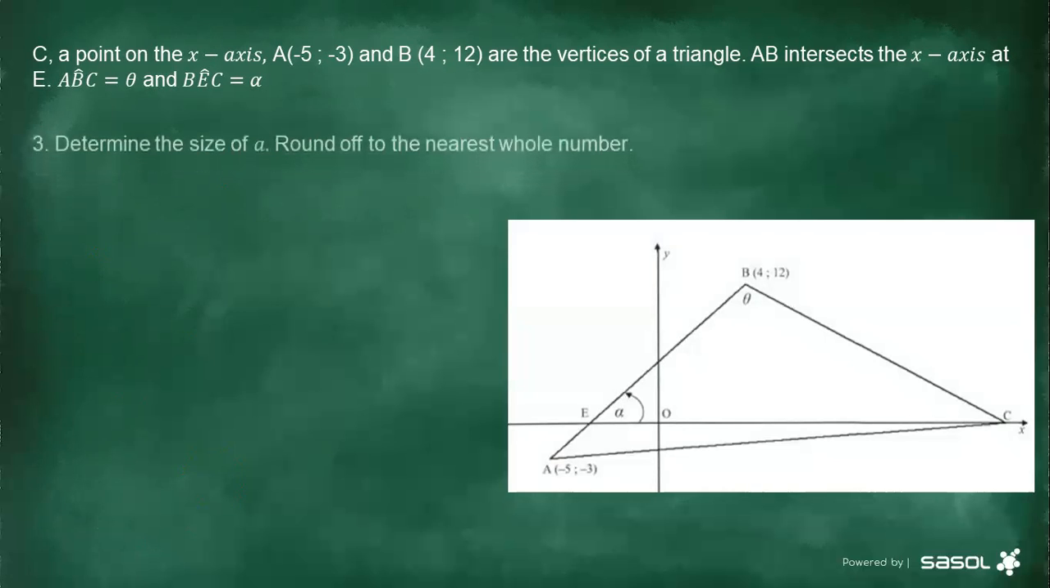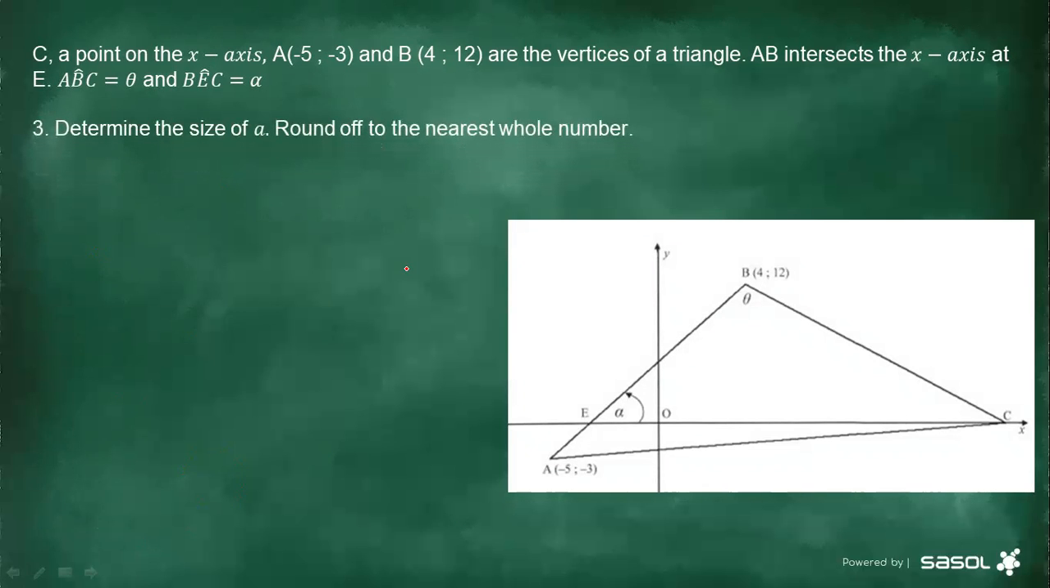We're still in the same scenario, same structure, but now we need to determine the size of alpha, and round the answer to the nearest whole number. Now, how do we determine this angle here? What we need is the gradient of that line, which is AB, and the gradient of that line is 5/3. And from there alpha equals shift tan 5/3, which gives us 59 degrees. So that angle is 59 degrees.